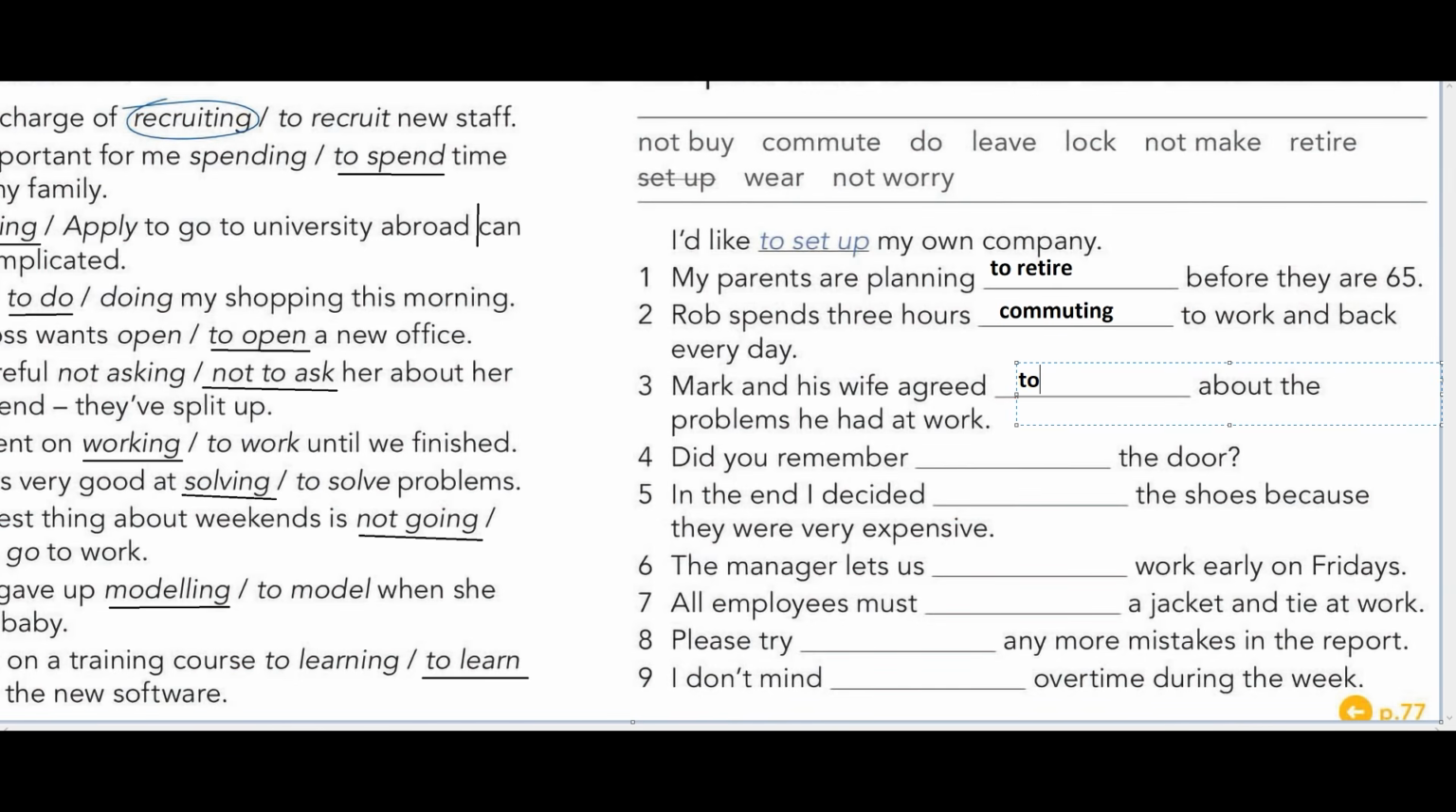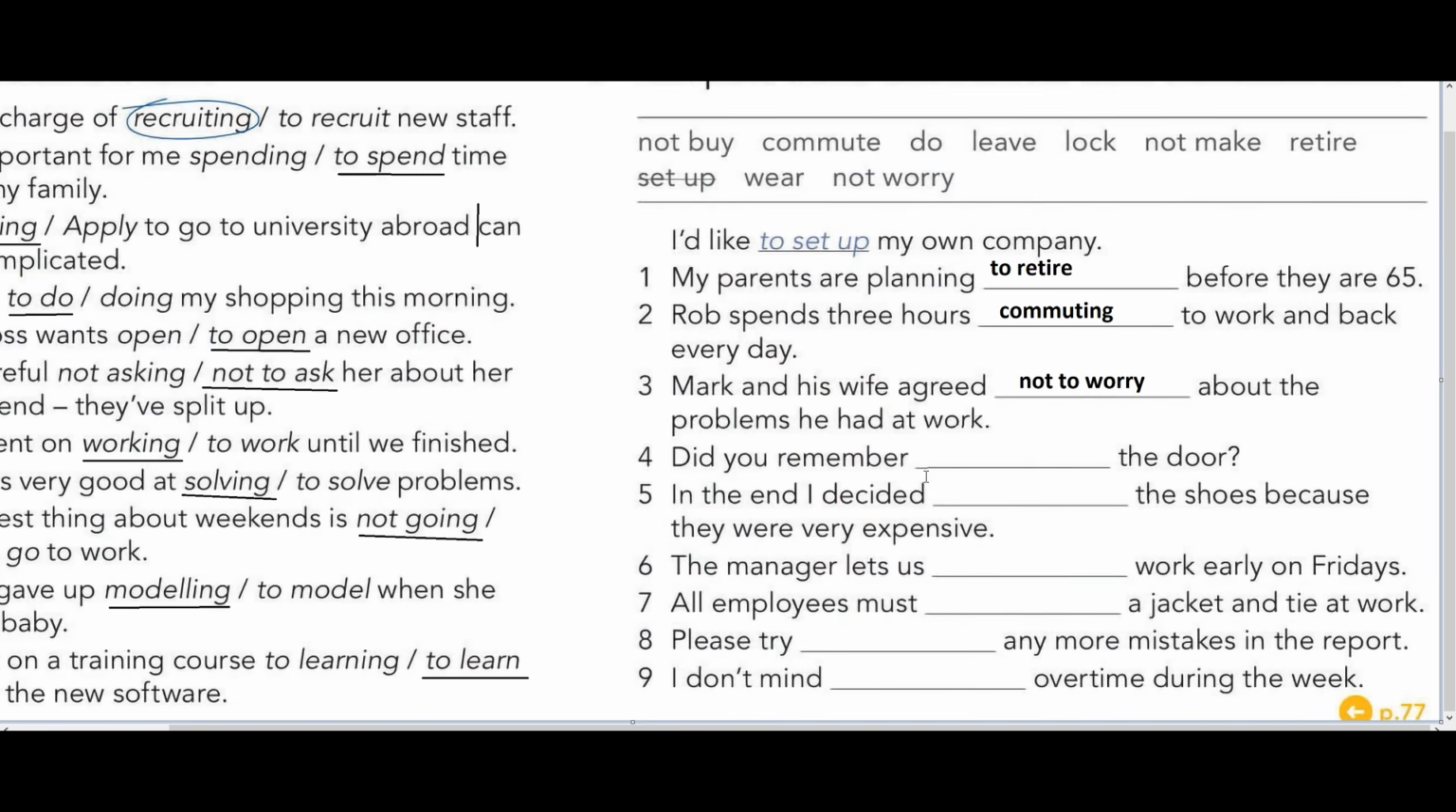Okay, Mark and his wife agreed to about the problems he had at work. Maybe Mark and his wife agreed to talk, not to buy, to wear. I think not to worry. Okay, here after agree, we use to plus infinitive. And here is a negative infinitive. Mark and his wife agreed not to worry about the problems he had at work.